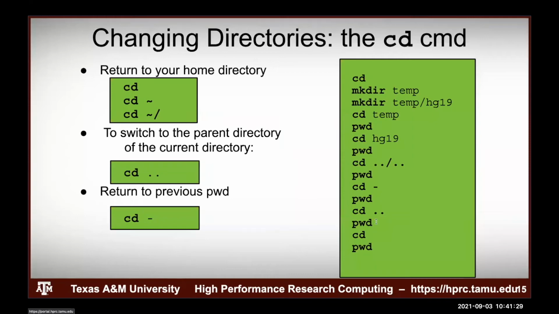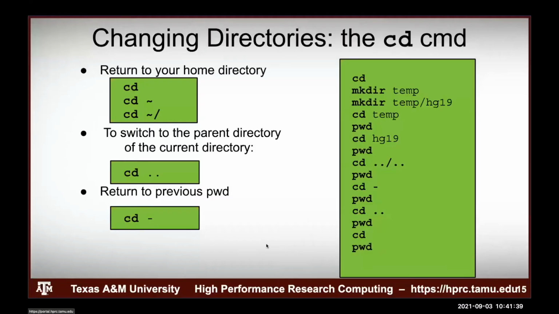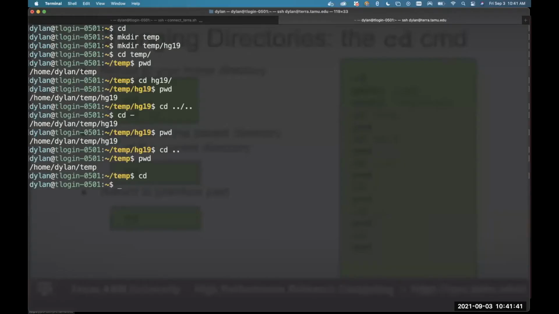Okay, so after our dash, we could pwd, and it shows us that we're in HT19. We could cd .., pwd again. We've moved up one because we only did one dot dot. And I believe we just cd again, that takes us home. And then pwd confirms that we're home.